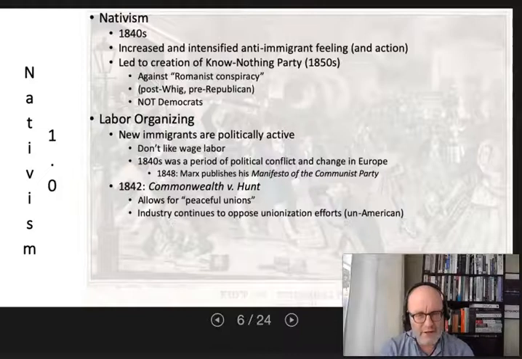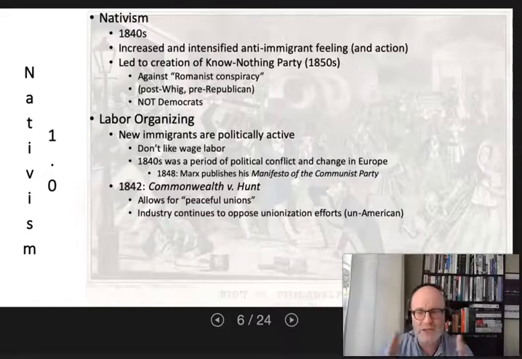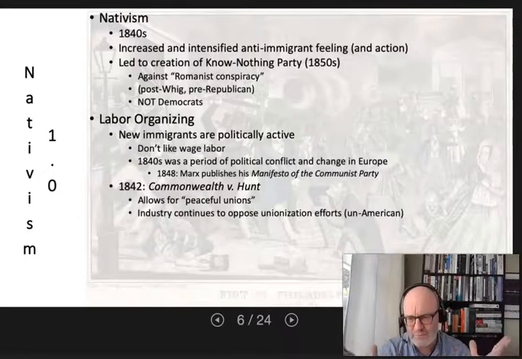It doesn't much matter to American industry. They still oppose unions really tooth and nail. And it really isn't until the New Deal, right, 100 years later, that we'll get actual unions as a nationally accepted and legal thing. And their power is pretty fleeting, right?